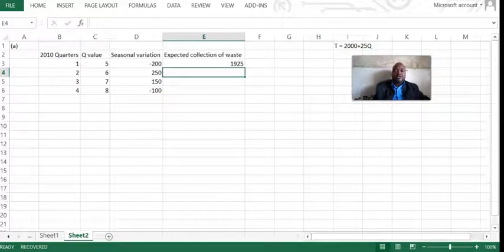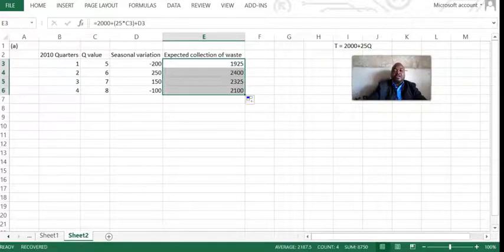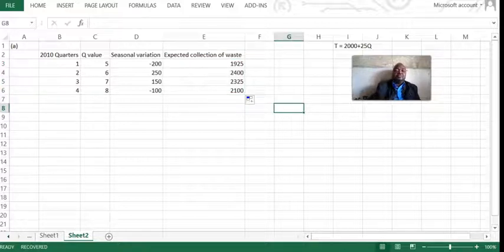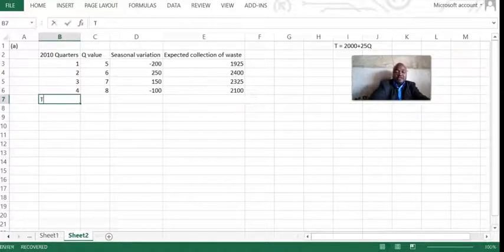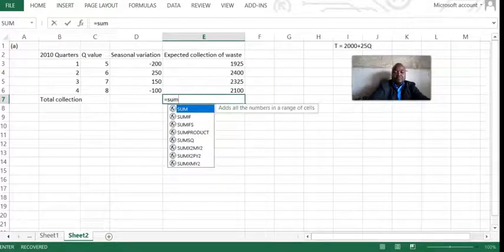Let us try to drag, sure, the formula has been understood. Okay, and everything has appeared there. We then have to get the total. Okay, the total collection should be equal sign sum.